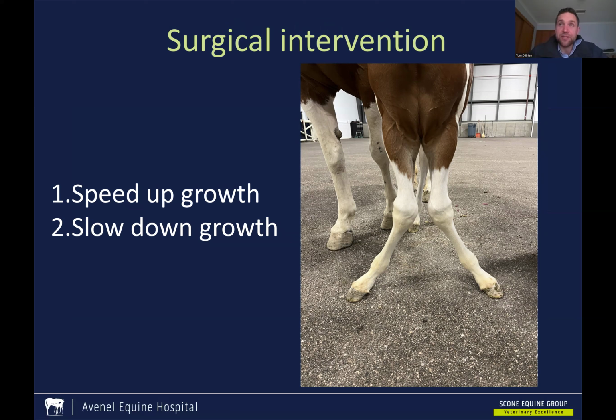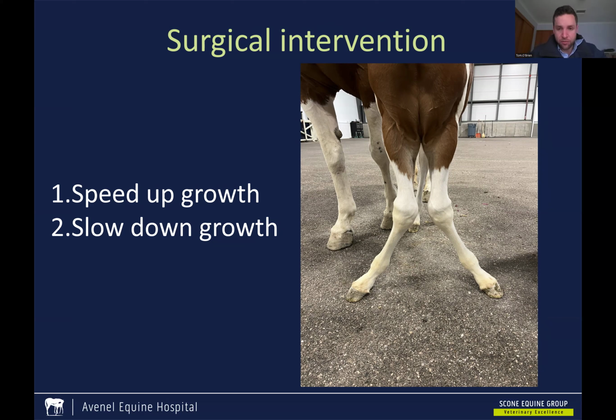And I'm not going to say that it's necessarily the best intervention, even though I'm a surgeon, but it is something that we offer and should be discussed in relation to the treatment of angular limb deviations. And so really simply, when we think about surgical intervention, we can think about it in one of two ways. We either try and speed up growth or we try and slow down growth.